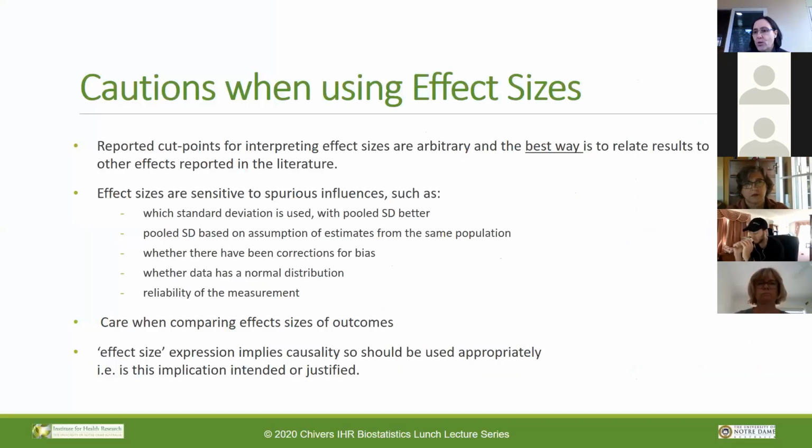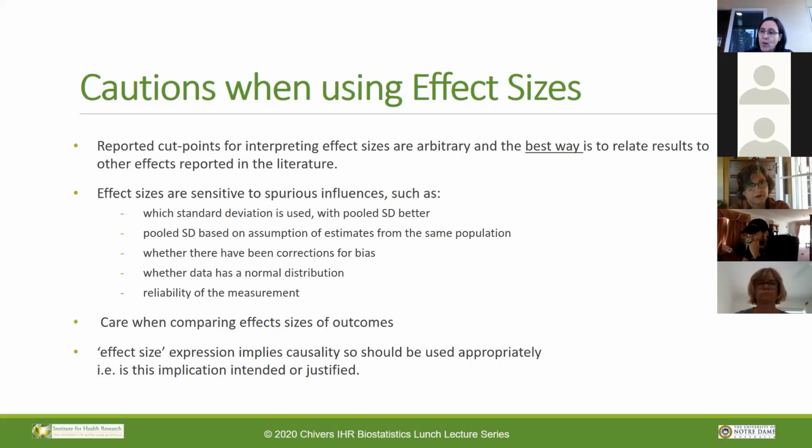Some cautions. There's always cautions. There's nothing black and white in statistics. You need to remember, and hopefully I've reiterated it so that you're bored with me saying it, that the cutoffs are arbitrary and the best way is to relate the results to the literature, looking at the context of the findings. You need to be aware that effect sizes are sensitive to spurious influences. Standard deviation, as you would have seen from the formulas, is a large component. If you've got large standard deviations, they're going to have a significant effect. You can use pooled standard deviations, which is certainly what's done in meta-analyses.